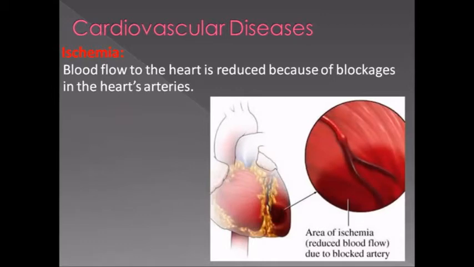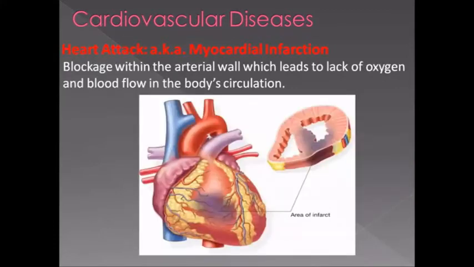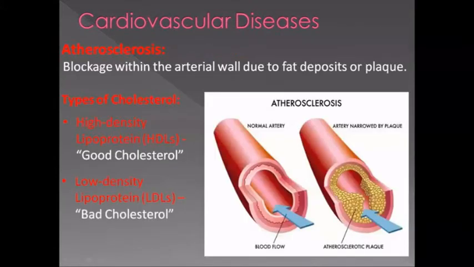Next is ischemia. Blood flow to the heart is reduced because of blockages in the heart's arteries. The result of this can lead to abnormal heart rhythms and heart attack. Next is heart attack, also known as myocardial infarction. Blockage within the arterial wall leads to lack of oxygen and blood flow in the body's circulation. Next is atherosclerosis. It is the blockage within the arterial wall due to fat deposits or plaque.